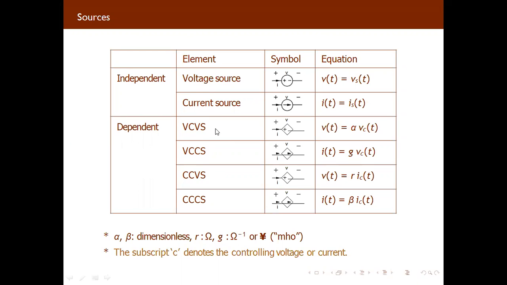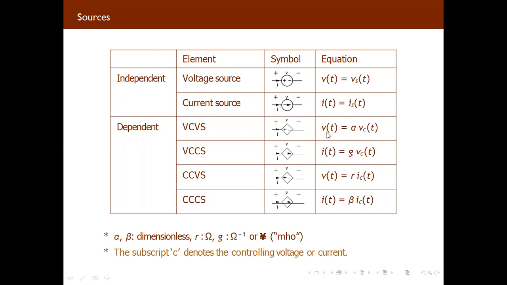If you see voltage controlled voltage source, it means the value of the voltage will depend on a voltage. You can also have a voltage controlled current source. Like this, C is nothing but the controlling voltage or controlling current, and you will get the equations here. If that voltage does not depend on any other, it will remain the same. So v of t equals the supply voltage Vs of t. For current, if it is independent, you will get the same current.